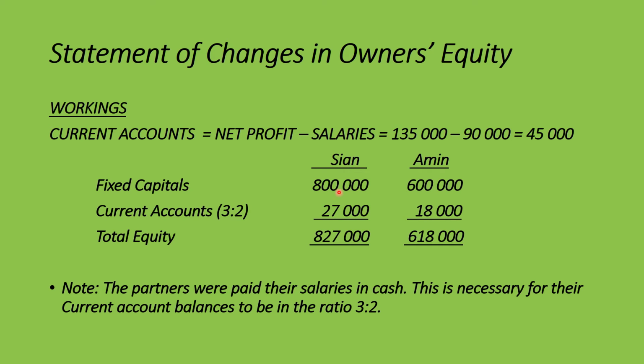Okay, so when we add the fixed capital and the current account, we will get their equity. So this is a statement of changes in owner's equity. Note here, the partners will pay their salaries in cash. This is necessary for their current account balances to be in the ratio 3 to 2. Okay, if we do not pay them in cash before, then their salaries would show up in the current account as unpaid, and this balance would no longer be 3 to 2.